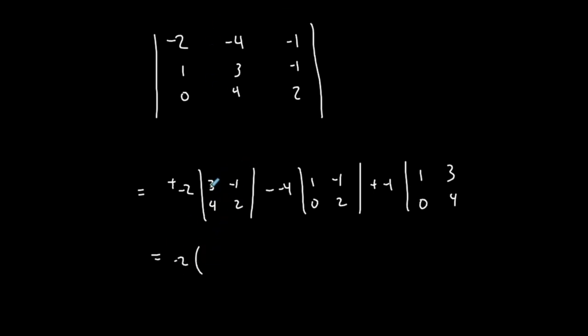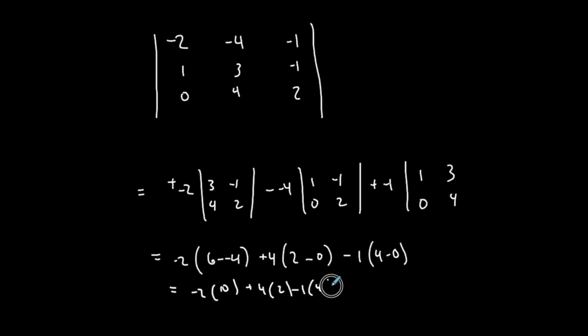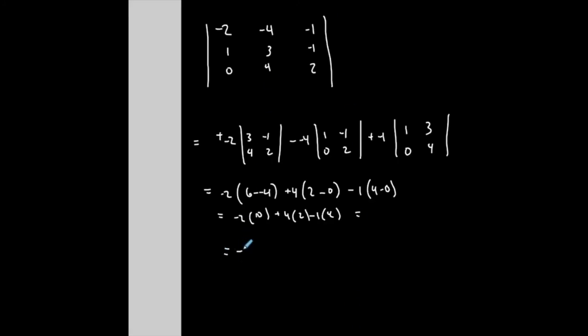And once I find all this, then I have my final determinant of this 3x3 matrix. So negative 2 times this determinant, product of this diagonal minus product of this, 6 minus negative 4, plus 4 times its determinant, 2 minus 0, plus or minus 1, because it's minus 1, times its determinant, 4 minus 0. And then this is negative 2 times 10 plus 4 times 2 minus 1 times 4. So negative 20. Let me squish this down. Okay. Negative 20 plus 8 minus 4. So negative 24, or negative 20 plus this is 4. So negative 16 is my determinant of this 3x3 matrix.